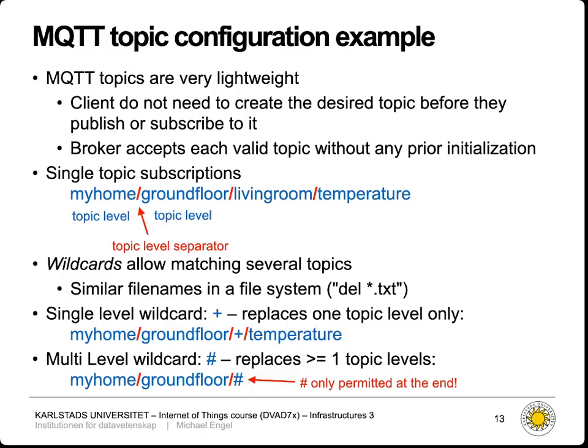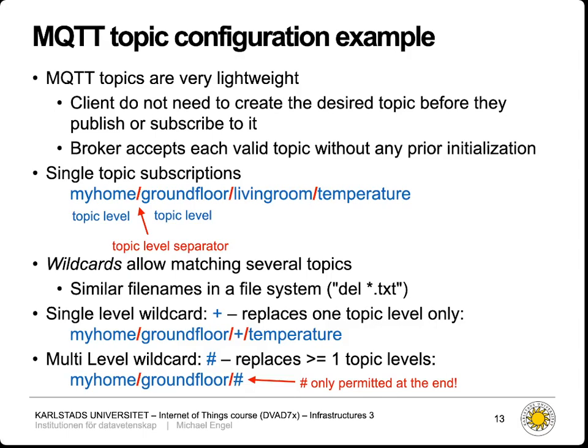And then you can also have a multi-level wildcard. So if you're interested in all messages of all devices on the ground floor, you would use the hash mark character, and this can replace one or more topic levels. So you can say my home / ground floor / hash mark, and you would receive all the messages about what's going on on the ground floor of your home. But we have one constraint here compared to file system stuff. This hash mark is only permitted to stand at the end.